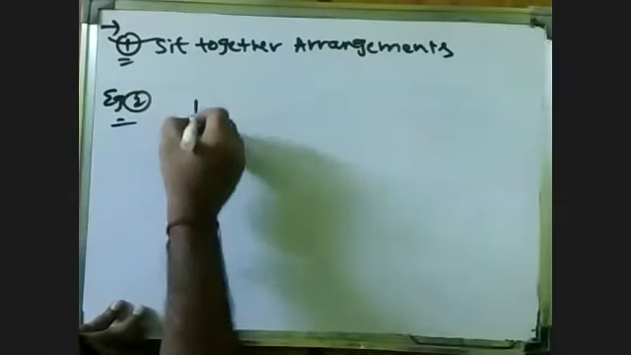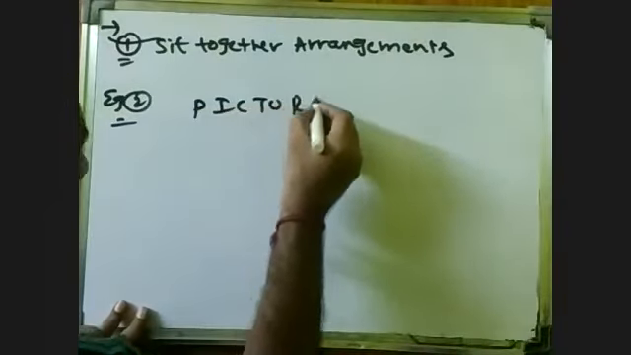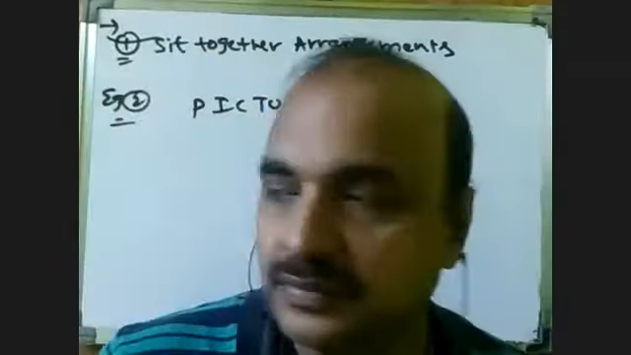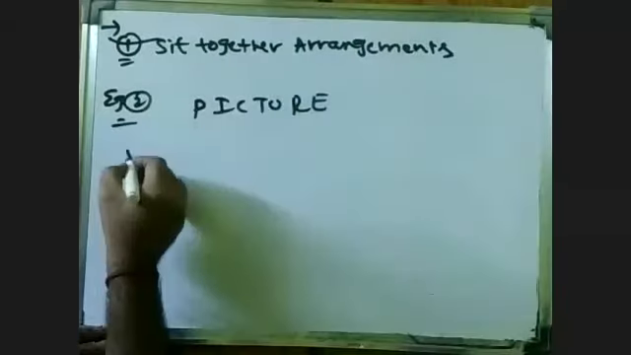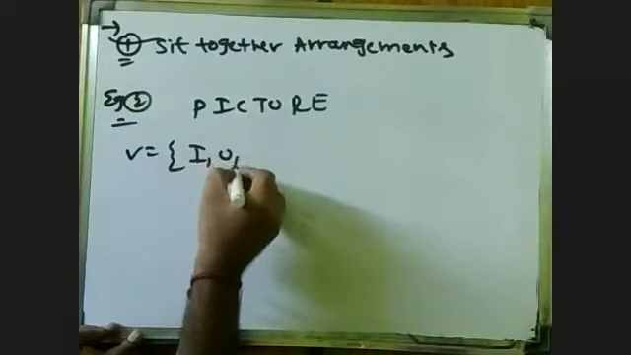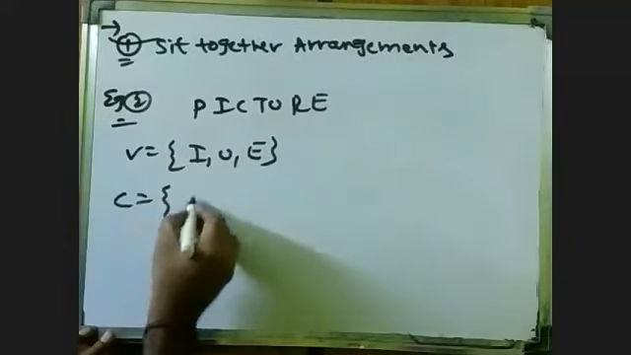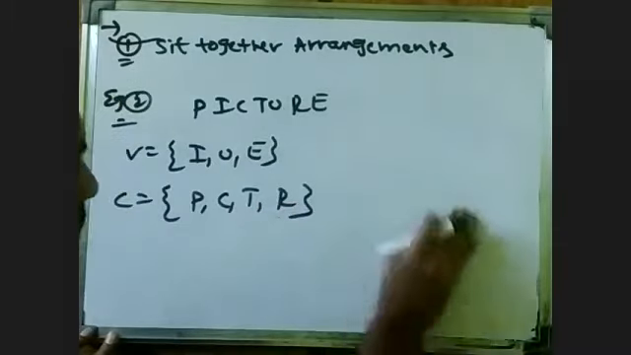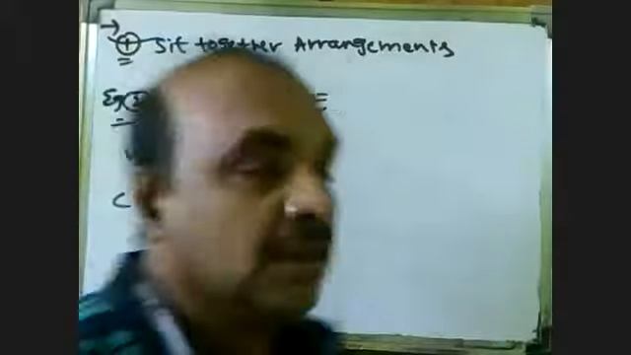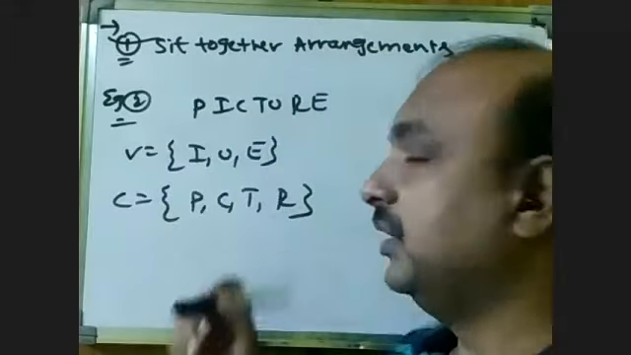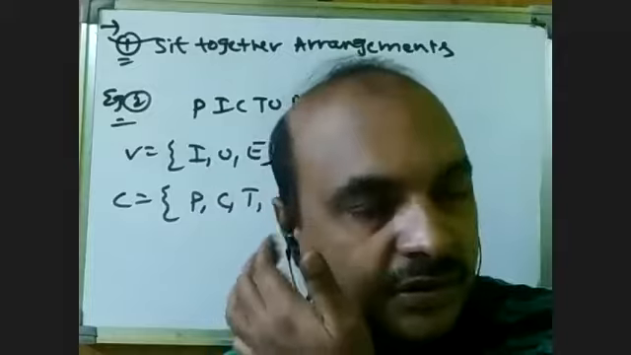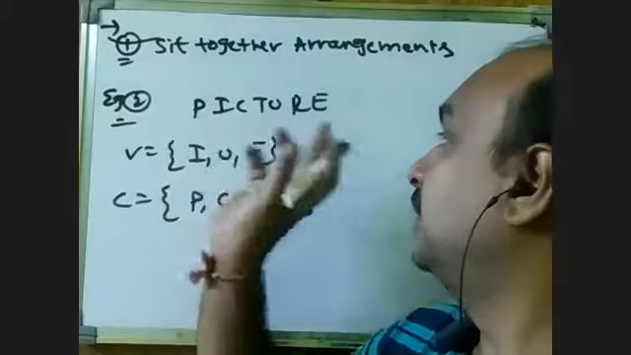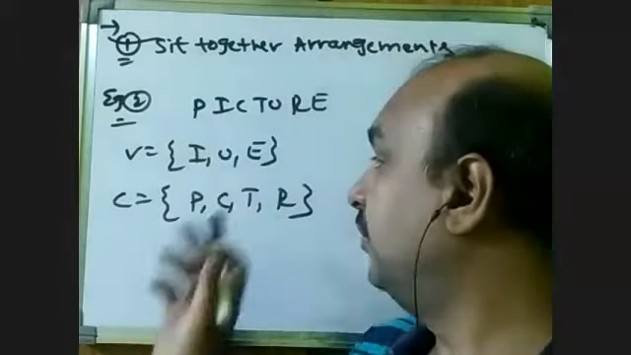Let us see the letters of the word picture. Now, I want to arrange the letters of this word. If you see the vowels, what are the vowels here? I, U, E. These are the vowels. What are the consonants? P, C, T, R. These are the consonants. So in the 7-letter word picture, there are 3 vowels and 4 consonants.